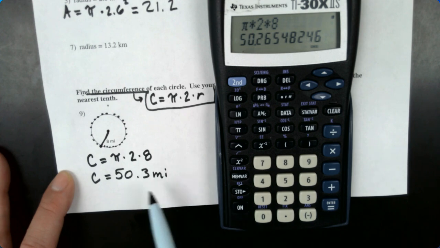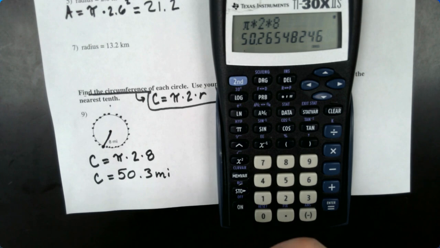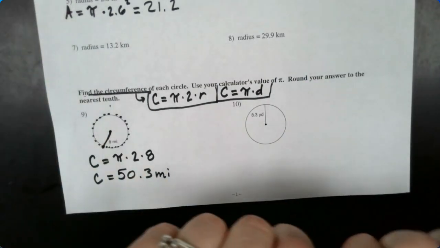And we don't square this. This is just a distance, like a ruler. We don't square the ruler. We just square area. Okay, questions about that one? We're okay? Okay. Let's do the next one.